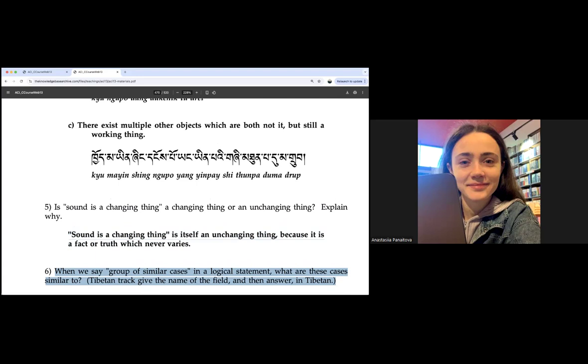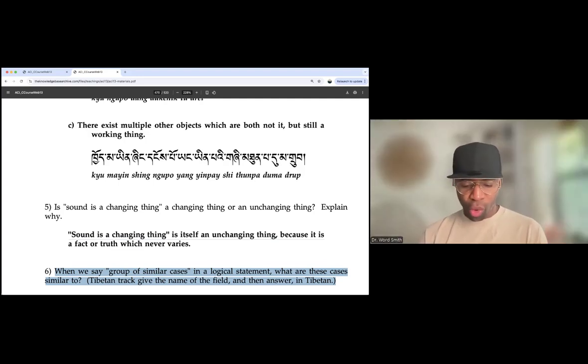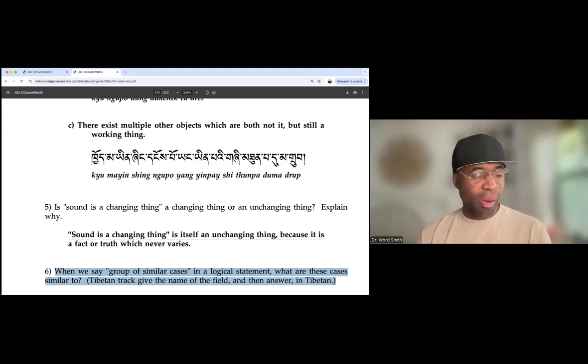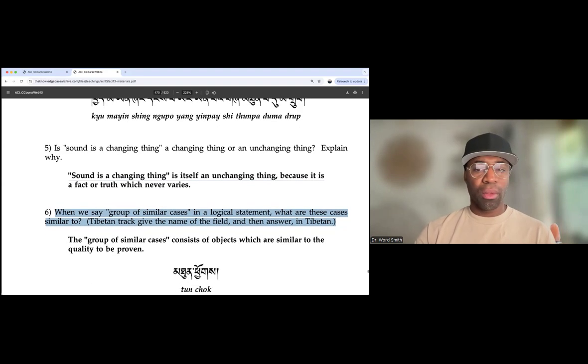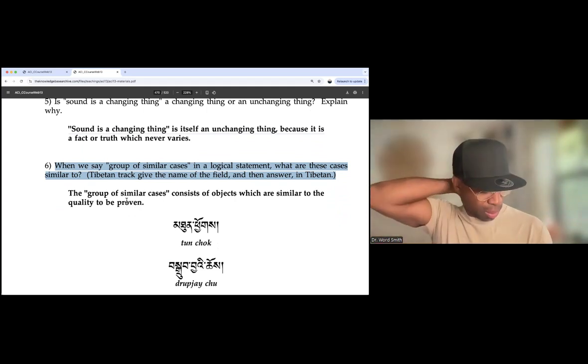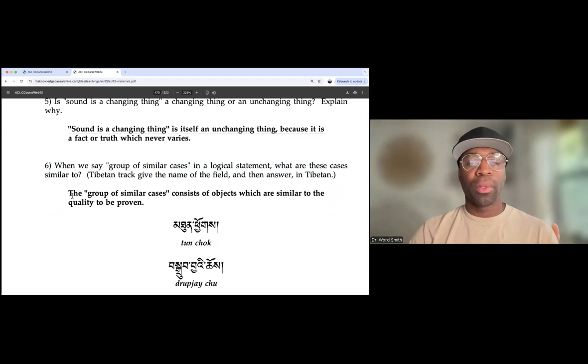When we say group of similar cases in a logical statement, what are these cases similar to? Tibetan triad gives the name of the field and then the answer in Tibetan. Yeah, a group of similar cases. What's it? Tunchok? What are these cases similar to? The thing you're trying to prove, right? The chuchok? Oh, chok, not chuchok. Chuchok is the relationship between the reason and the object you're trying to prove. It is tunchok though for similar cases. All right, read this, Panitova.